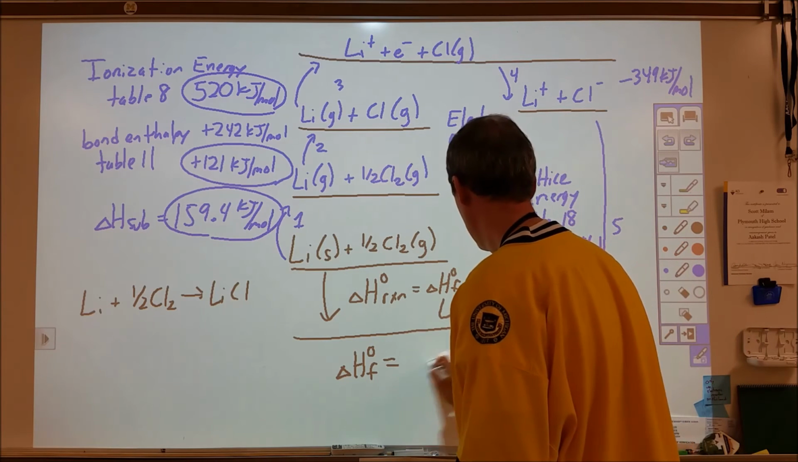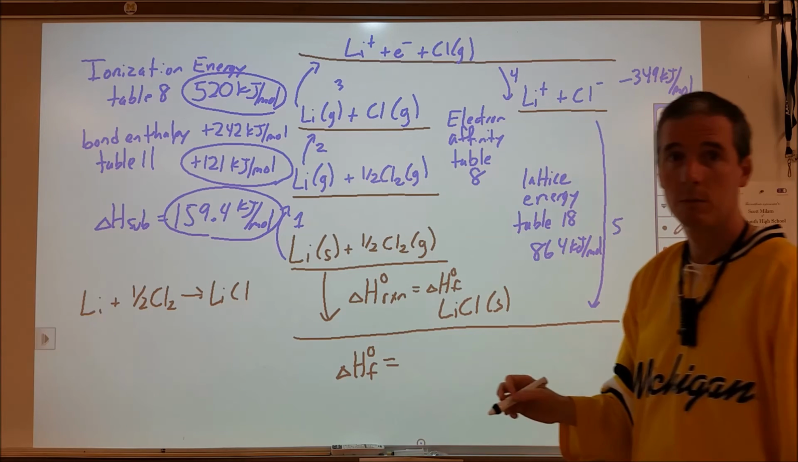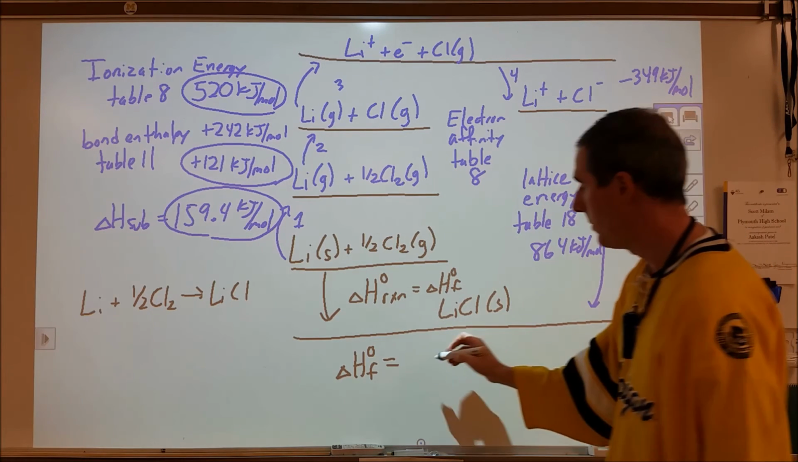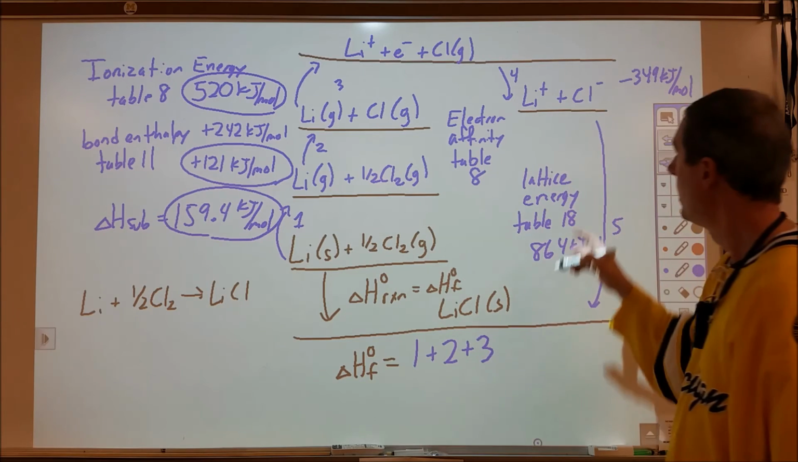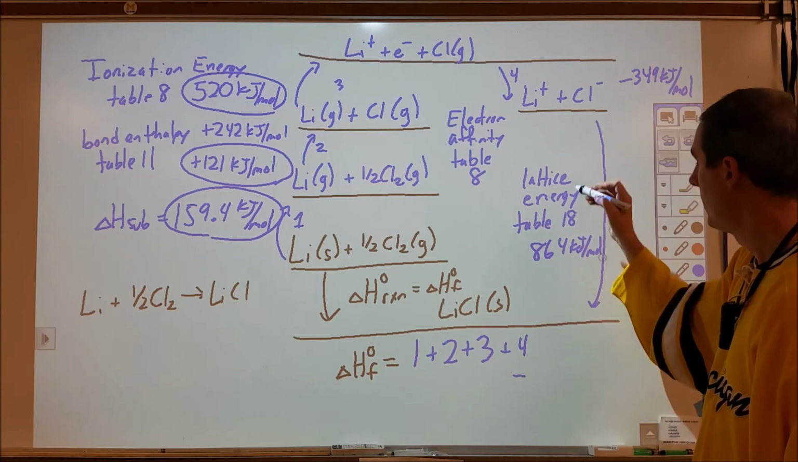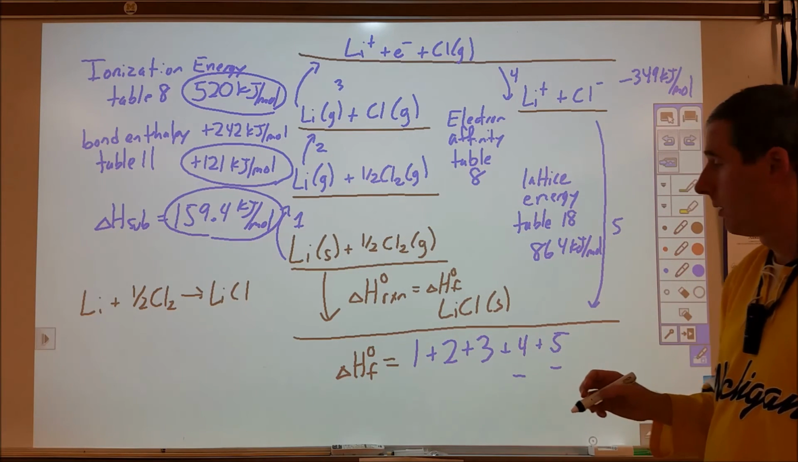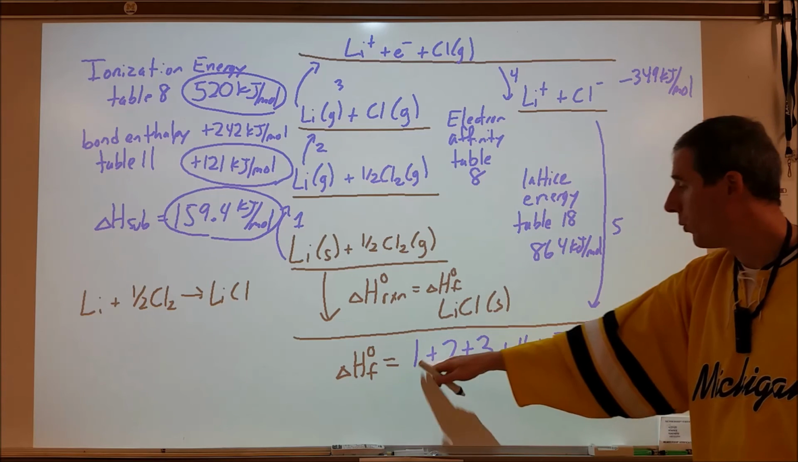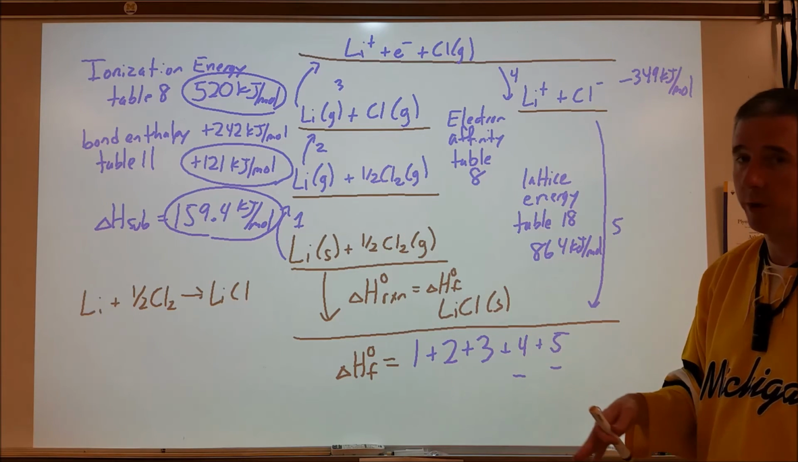Let's try that again. So our enthalpy of formation here is going to be equal to step 1 plus step 2 plus step 3. And then we're going to be adding to that step 4, which is going to have a negative sign. And we're going to be adding to that step 5, which is also going to have a negative sign. So we're going to do 1 plus 2 plus 3 plus 4 plus 5, but these two will have negative signs and we'll get our enthalpy of formation.